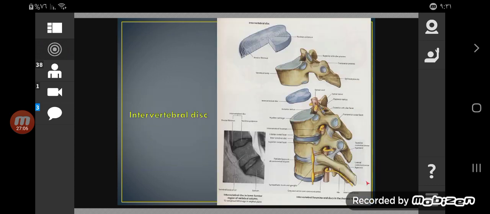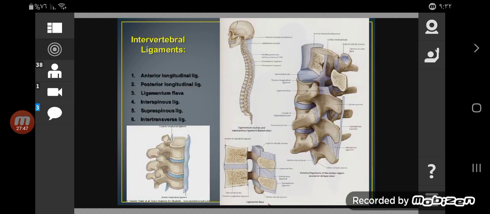Zygapophysial joint, and they actually have a slight movement, but if you consider throughout the vertebral column, one by one, if you add all the movements you will see a large range of motion for the vertebral column: flexion, extension, rotational movements.